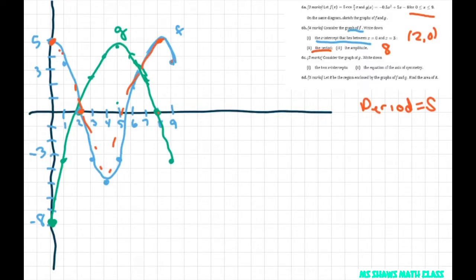All right. Then the amplitude of this graph, so this is at -5 here. So the amplitude is 5, because you're going up 5 and down 5. So the amplitude is 5.